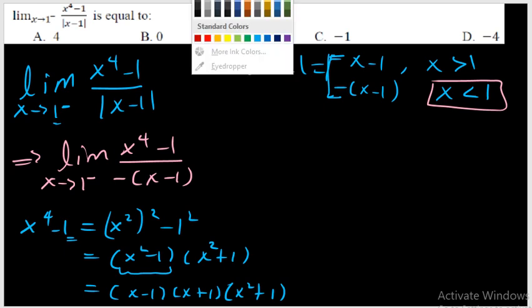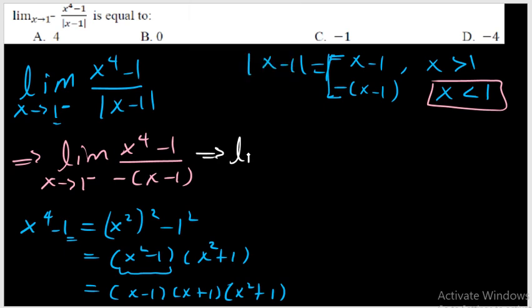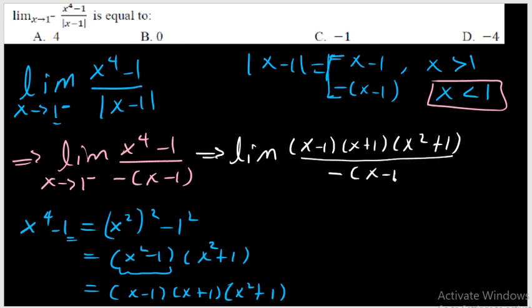So this limit will be the limit of the upper part, complete factorization, x minus 1, x plus 1, and x square plus 1. The lower part already, negative of x minus 1 we said, as x goes to 1 from the left. So we can cancel this x minus 1 and x minus 1. This was the problem in case of direct substitution. This was the one which was giving us 0. Now we can insert the 1 directly. Here it's going to be 2, and when you insert here it will also be 2. But there is a negative in the denominator, don't forget. 2 times 2 will be 4, so the answer will be negative 4. So which is D.